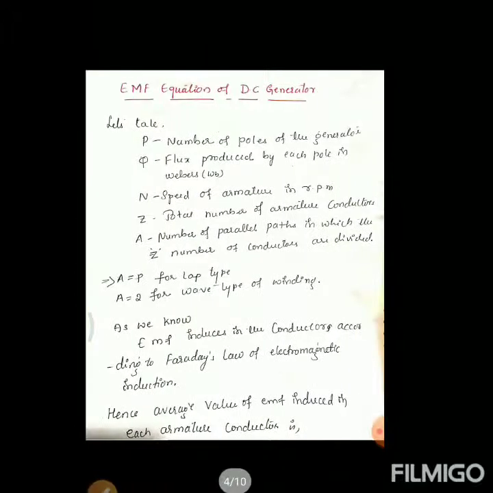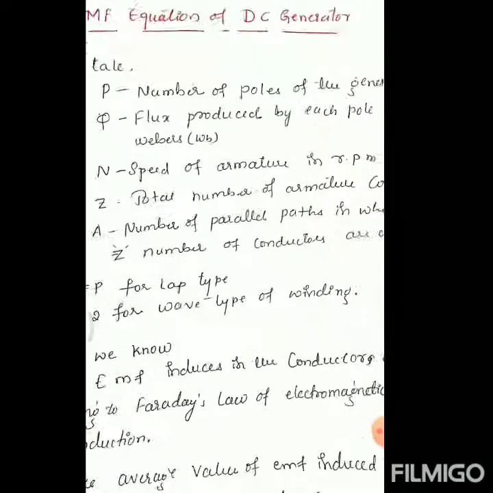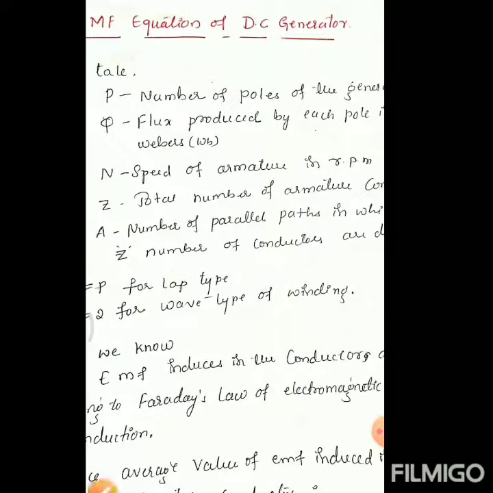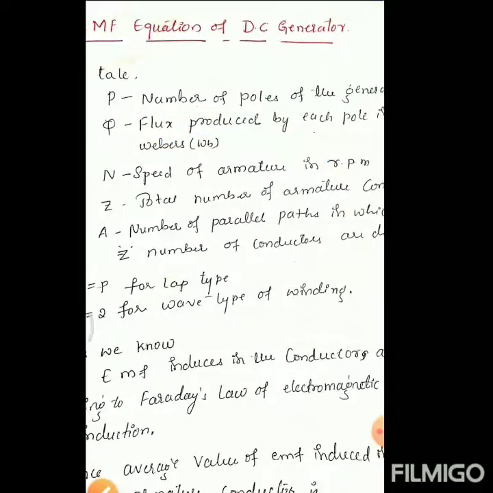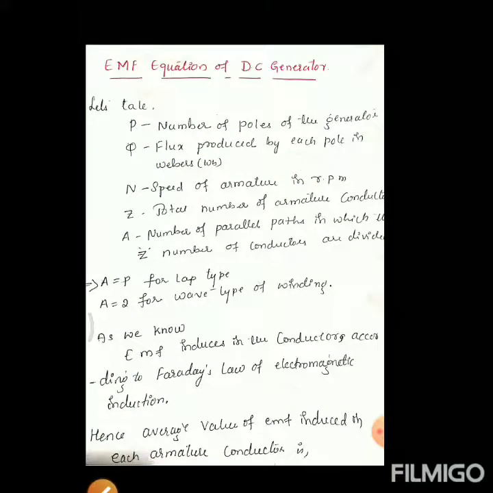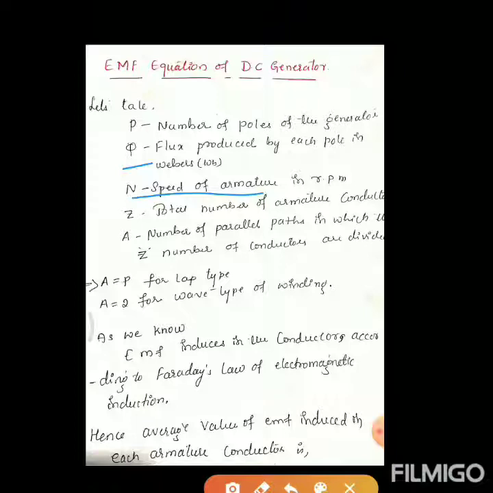And then we'll move to the EMF equation of a DC generator. To get an EMF equation of a DC generator, let us consider P is the number of poles of the generator, and phi is the flux produced by each pole in Webers. N is the speed of the armature, and Z is the total number of armature conductors.